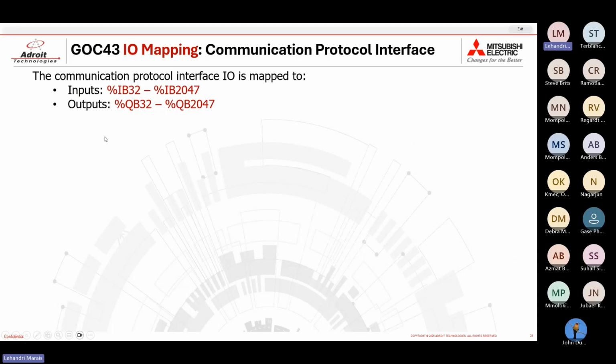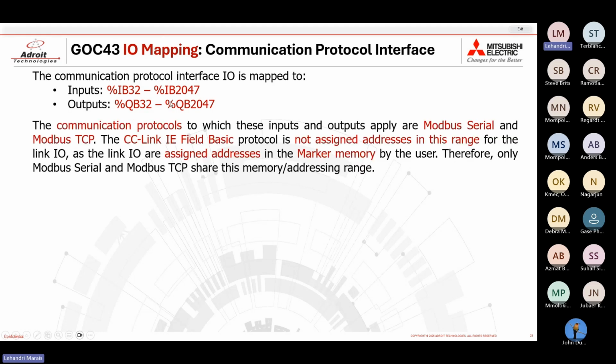For your communication protocol interface, the IO ranges are input byte 32 to input byte 2047, and the same with the output, same range, just in the output memory. The communication protocols to which this applies are your Modbus serial protocol as well as your Modbus TCP.